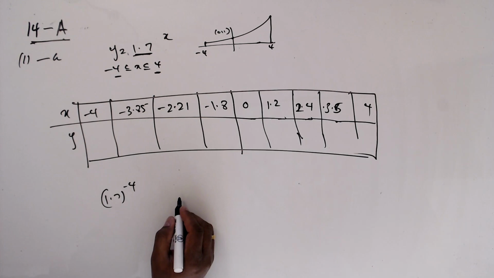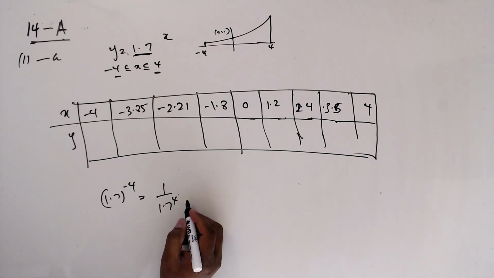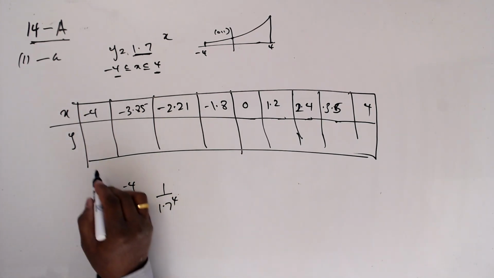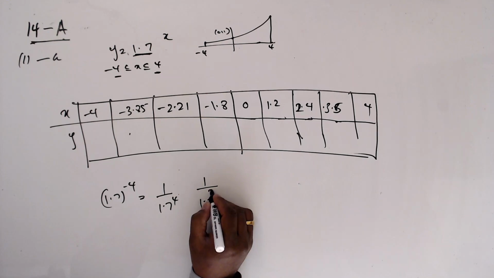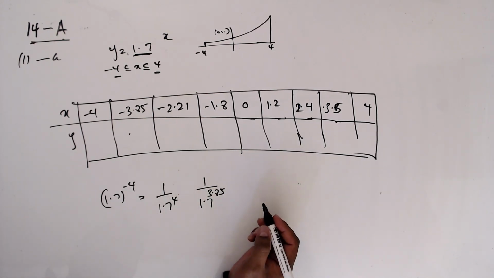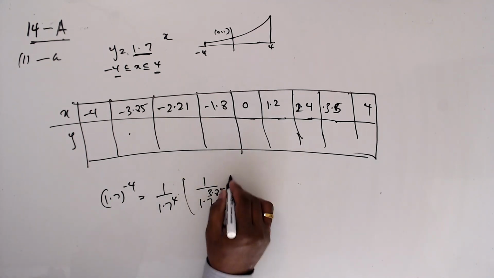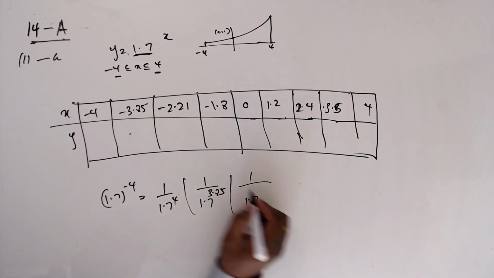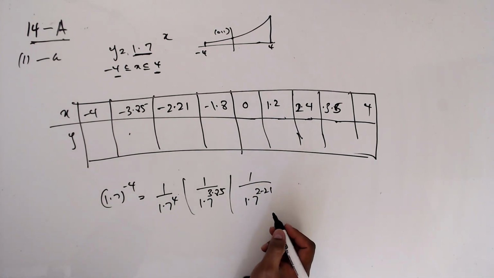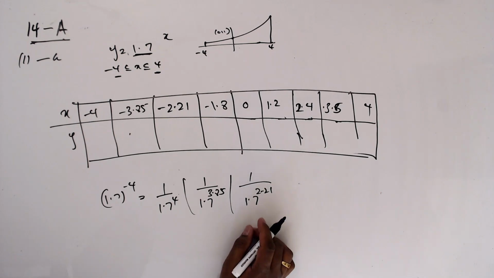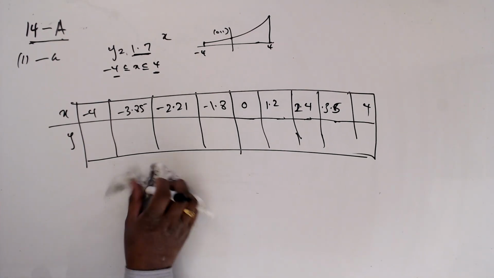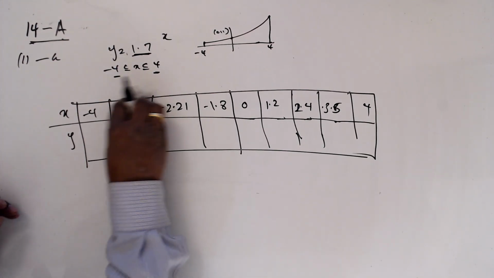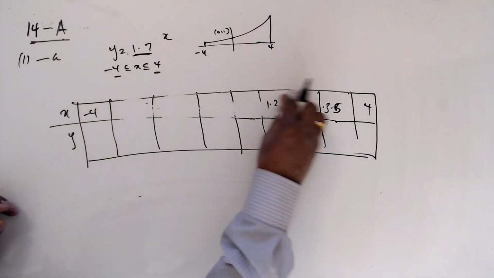1.7 to the power -4. So this is going to be 1 over 1.7 to the power 4. Likewise, this one, 1 over 1.7 to the power 3.85. This one, 1.7 to the power -2.21. So this is a difficult table. Instead of taking these difficult values, I selected them for a purpose, to show that we can still select those numbers.